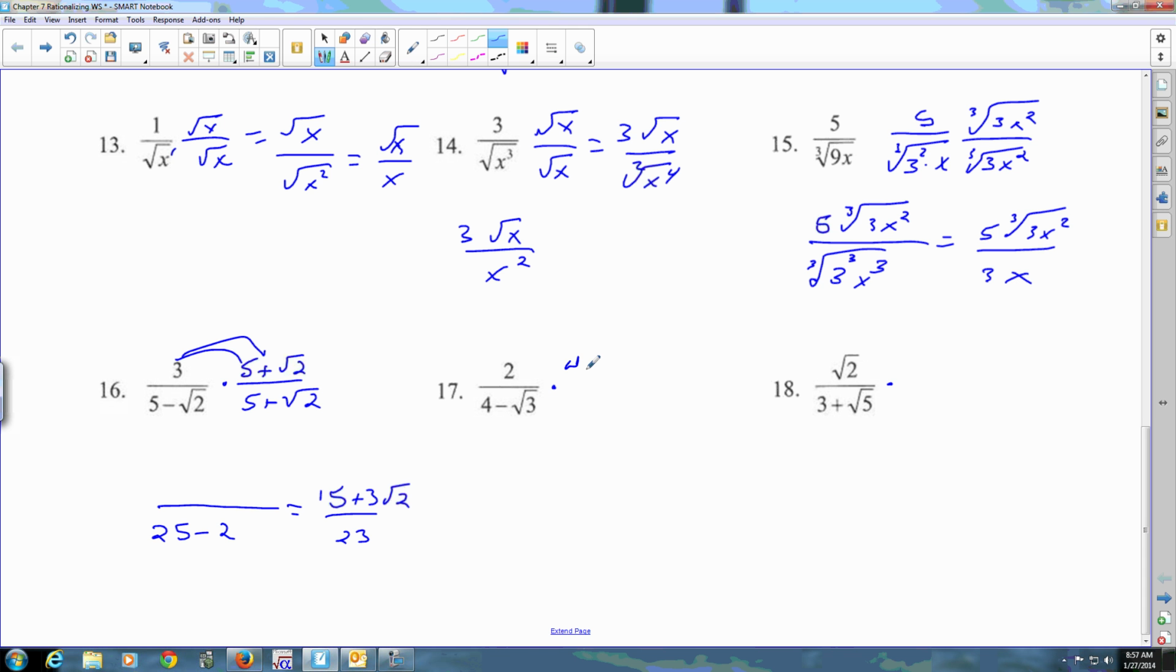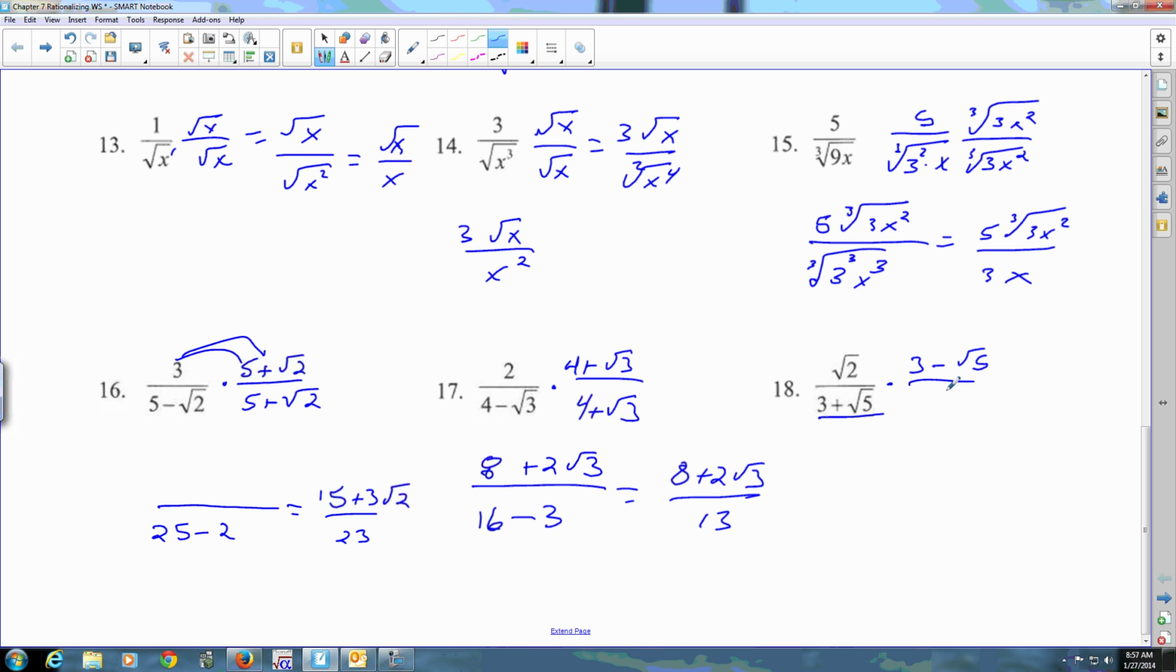So this conjugate would be 4 plus the square root of 3. The top, 8 plus 2 square roots of 3. The bottom is the difference of square pattern. You forced it to happen. 16, square the first thing, minus square the second thing. So you have 8 plus 2 square roots of 3 over 13. You got a square root on the top. So what? The conjugate is determined by the bottom. The top, just distribute this to both things.